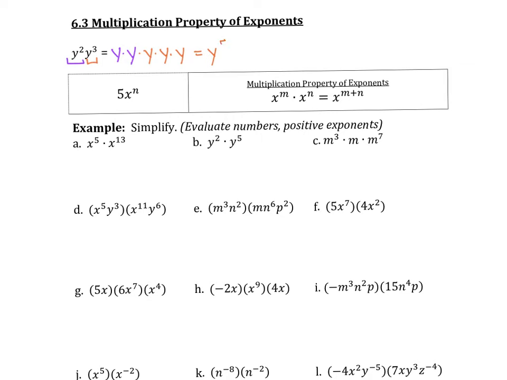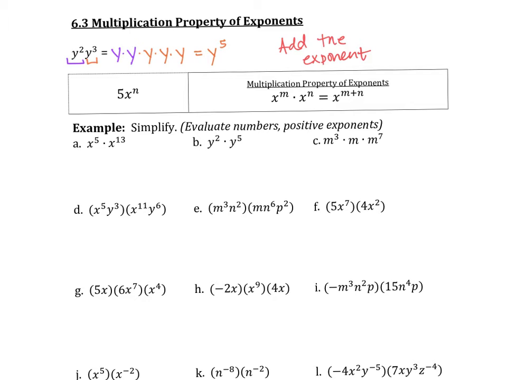Okay, so we're going to focus on what would have been a shortcut for finding it. Instead of writing y to the second times y to the third and writing them all out, I could have just added the exponents. This is a 2, this is a 3. 2 plus 3 would have given me the 5 without having to write it out. So if they have the same base, the shortcut is to add the exponents when you're multiplying them.